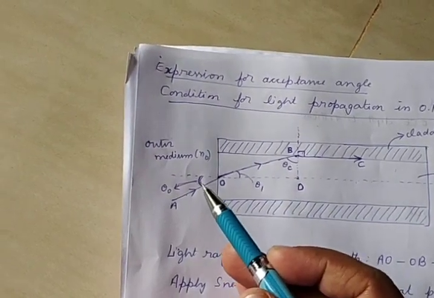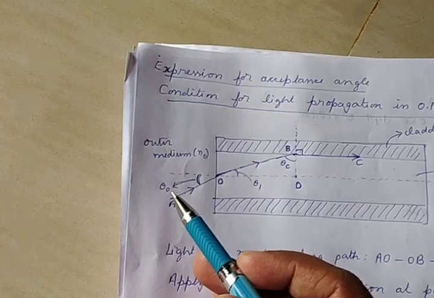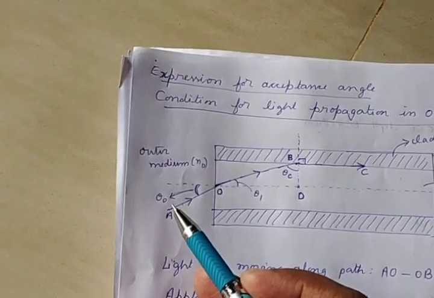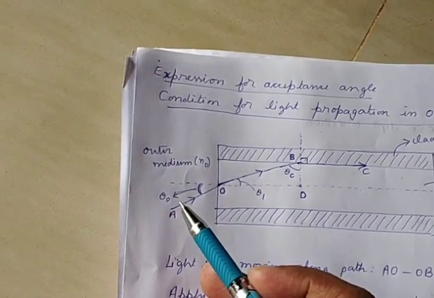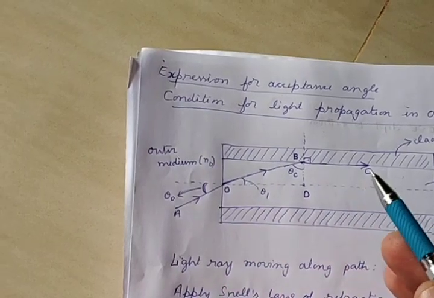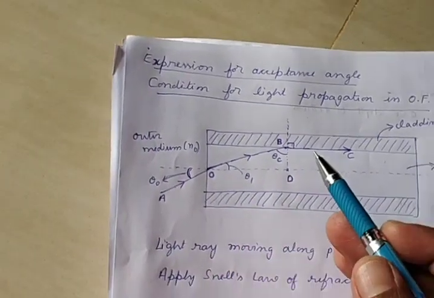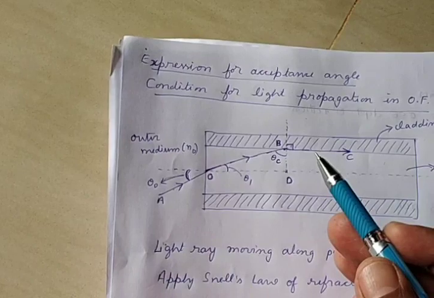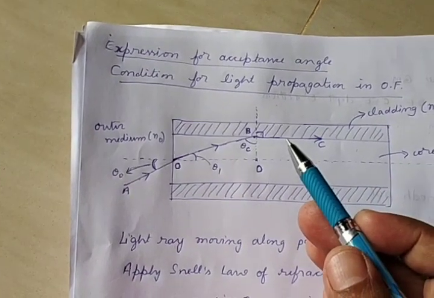The angle of incidence here in the outer medium, we have taken as theta naught. That theta naught is called the acceptance angle, for which this is how the light ray will pass. Now let us apply the mathematical part for this.